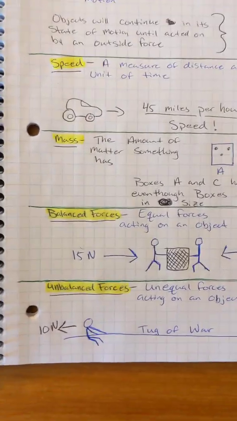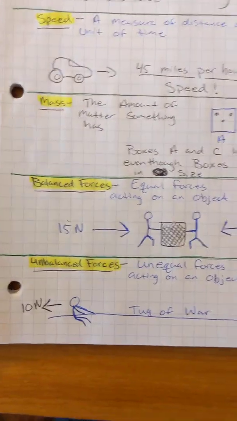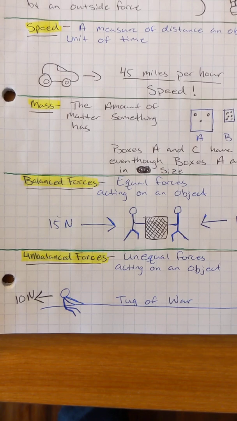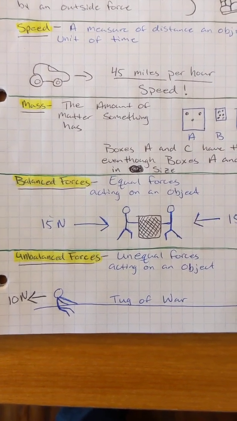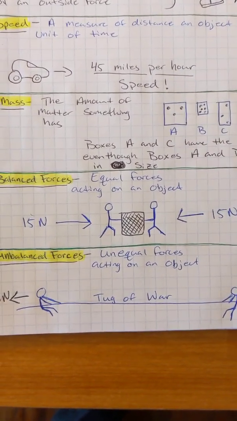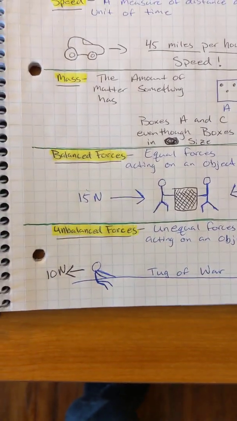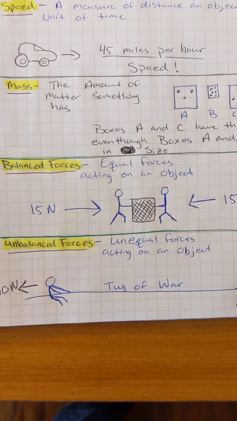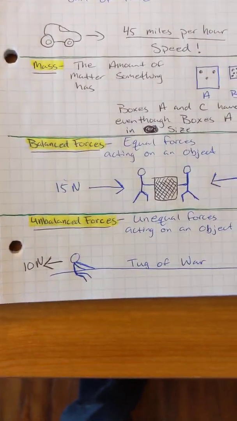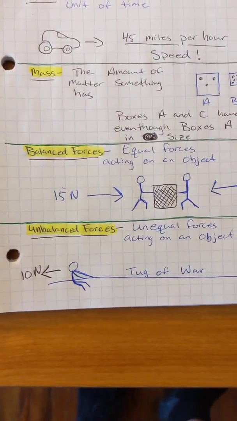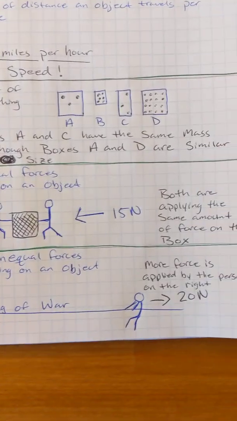Then we've got balanced and unbalanced forces. So balanced forces are equal forces acting on an object. So in this example, 2 people are pushing with 15 newtons of force on a box. And then unbalanced forces are unequal forces acting on an object. So here in a game of tug of war, person 1 is pulling with 10 newtons of force, while person 2 is pulling with 20 newtons of force.